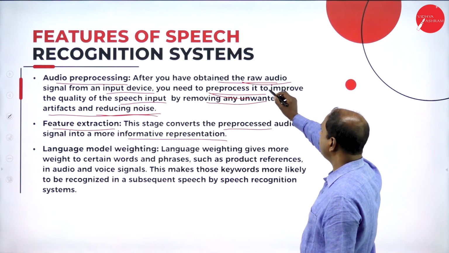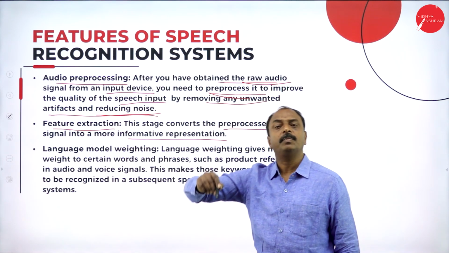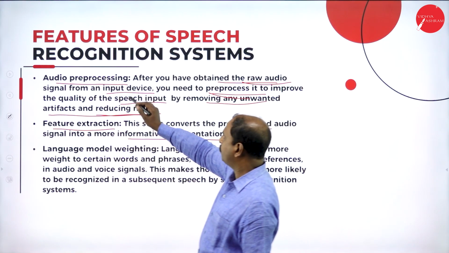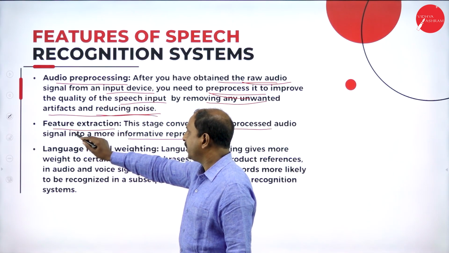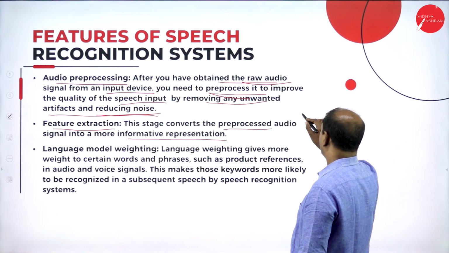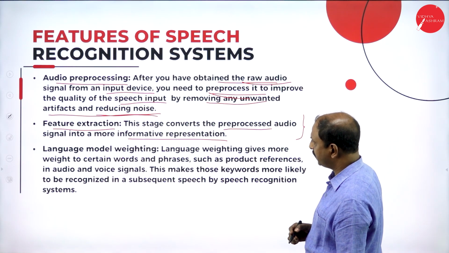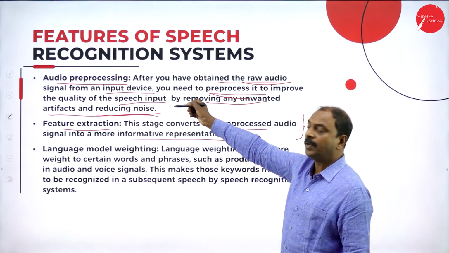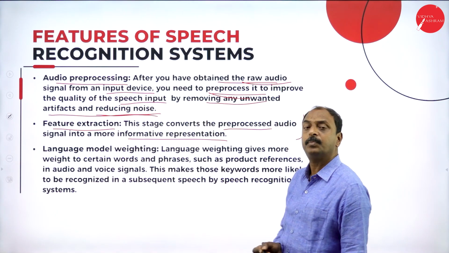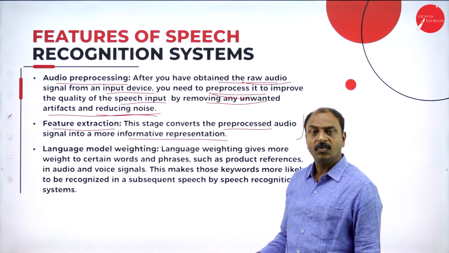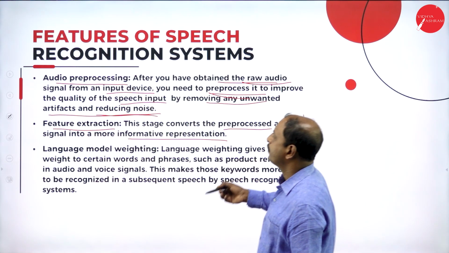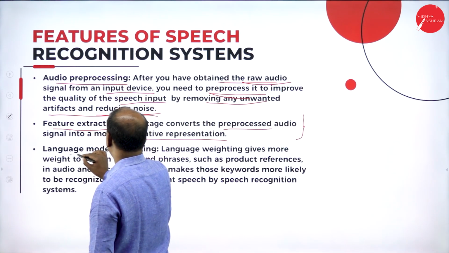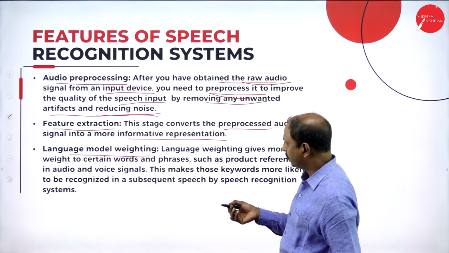So in the first step, it is raw data. It has to be pre-processed in audio pre-processing. Next one is feature extraction, which is one more step or process, to improve our input signal or raw signal from the different devices. Next one is language model weighting, the next process.